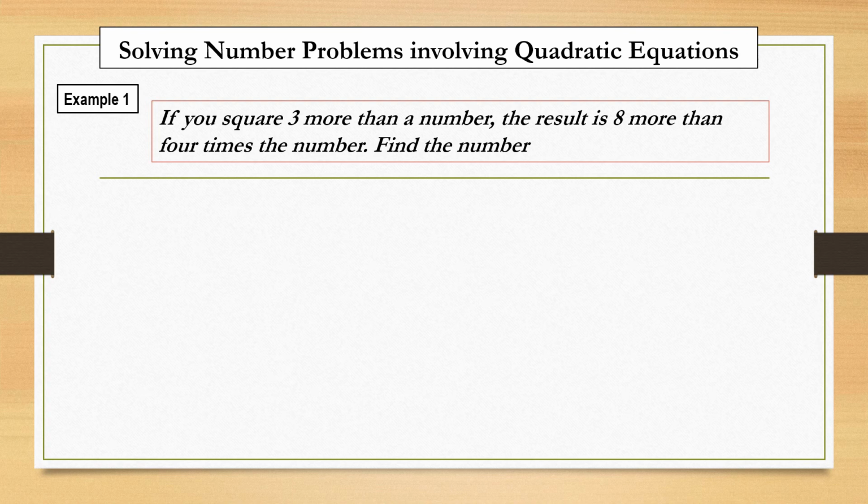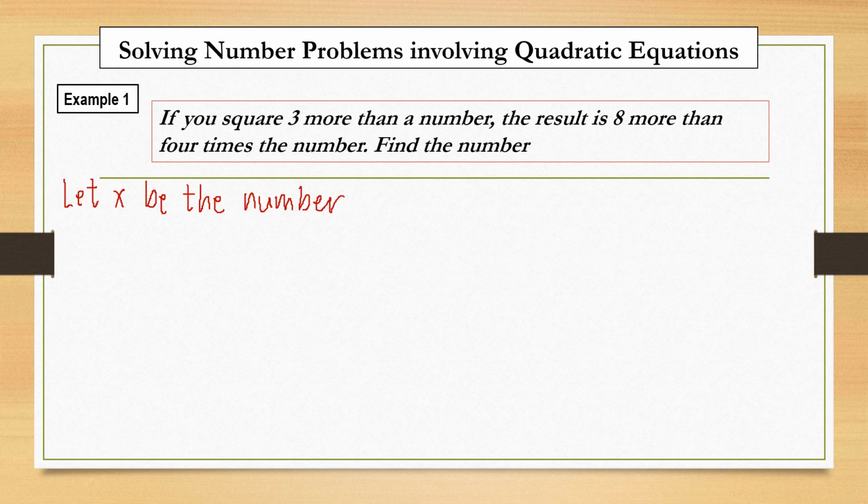Let's now have an example. If you square 3 more than a number, the result is 8 more than 4 times the number. Find the number. So first, we will assign a variable for the given number. Okay, let x be the number.